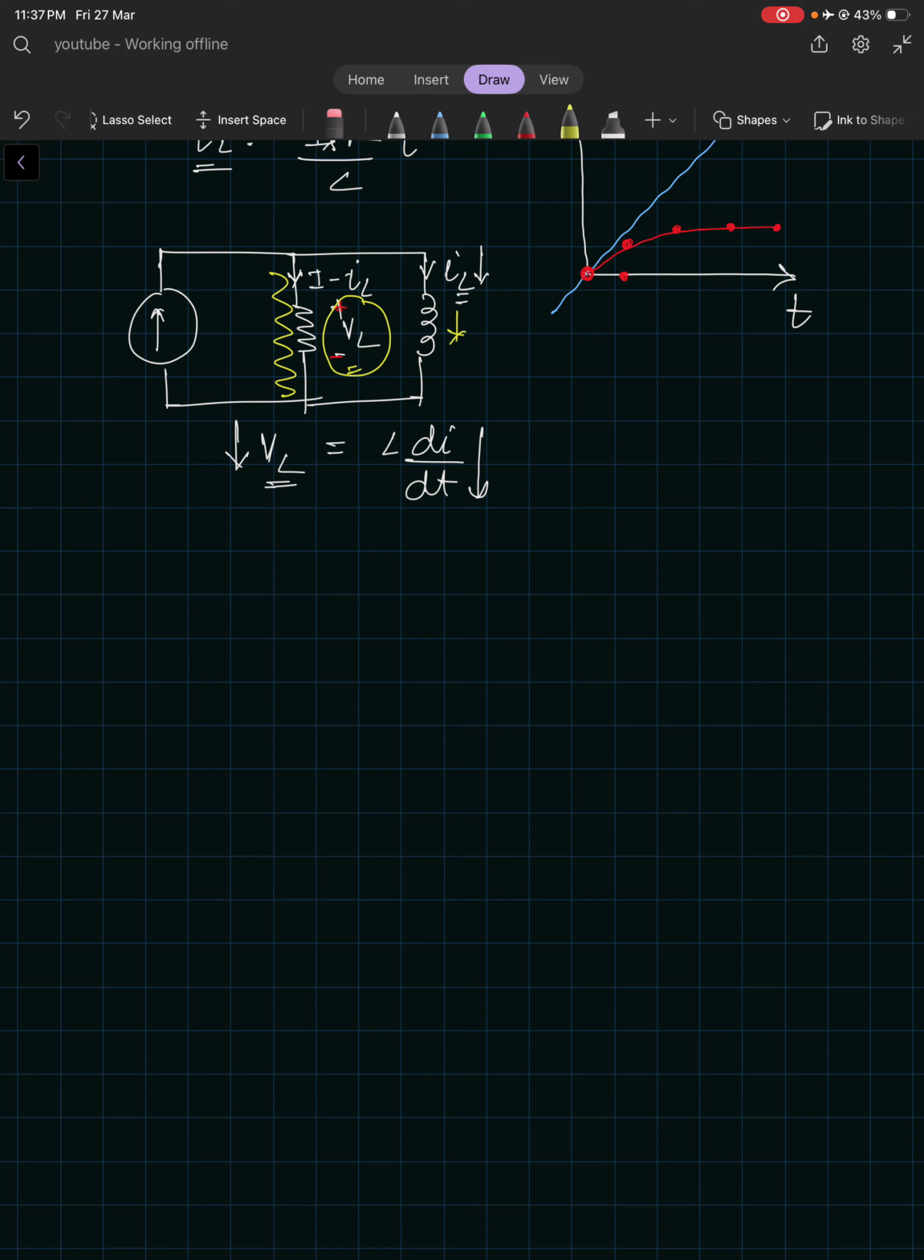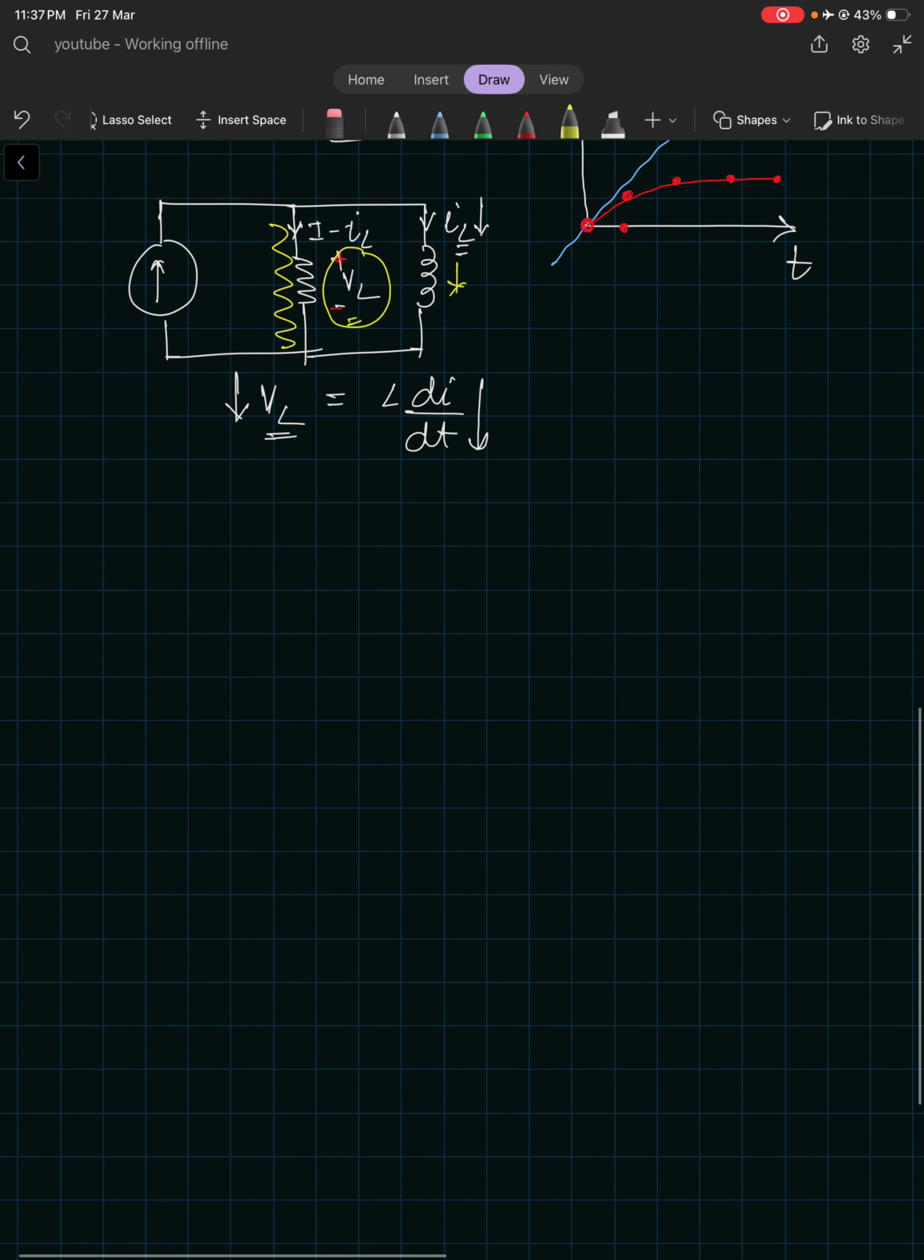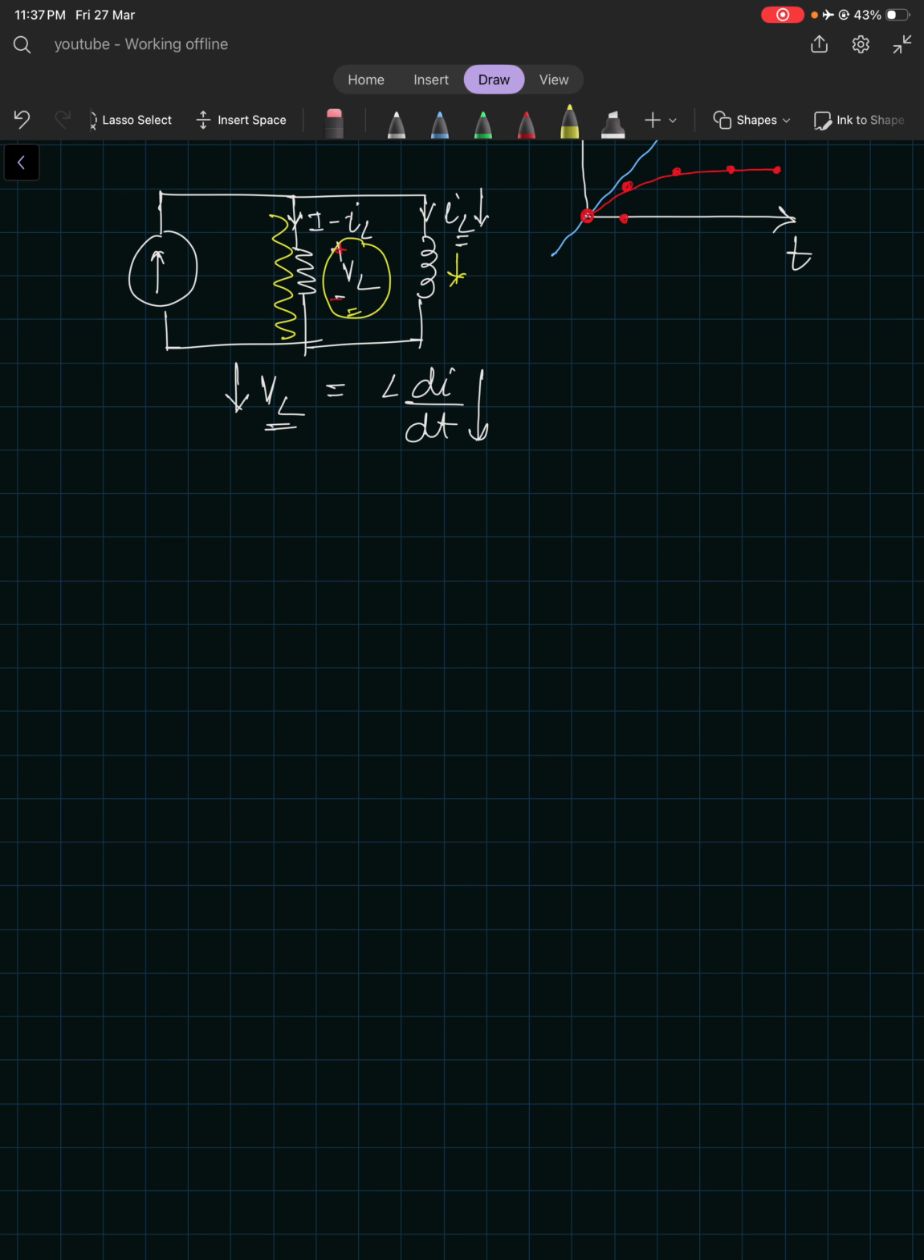So what will happen in the steady state? In the steady state, slowly, gently, this VL will reduce, right? And this current will build up. And at some point, what will happen? All the current will flow through this inductor. I mean to say, it will bypass this resistor. And this is how it will achieve equilibrium.